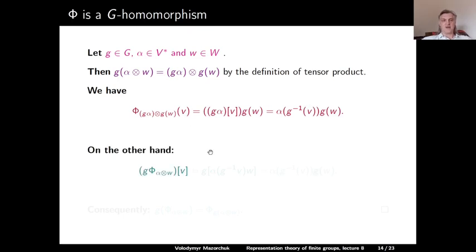On the other hand, let us evaluate at v the linear map g of phi of alpha tensor w. To compute this, we should evaluate g at the evaluation of phi of alpha tensor w at g inverse of v. And this is equal to alpha of g inverse of v times w. But since alpha of g inverse of v is just a scalar, we can move it out and get alpha of g inverse of v times g of w. And this is the same thing as the right-hand side of the previous equality. Consequently, g applied to phi associated to alpha tensor w is equal to phi associated to g of alpha tensor w. And this means exactly that phi is a homomorphism of G modules.